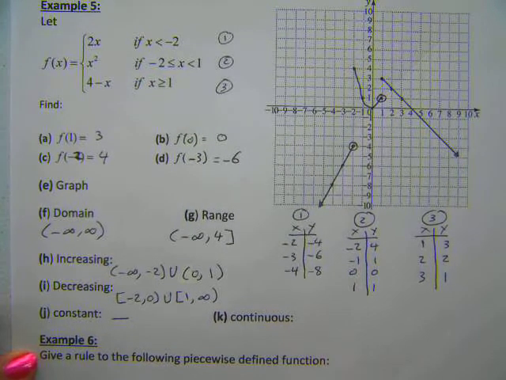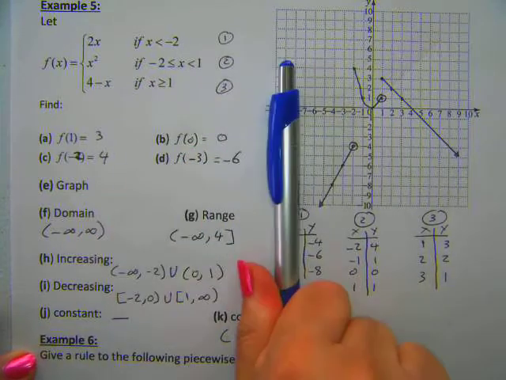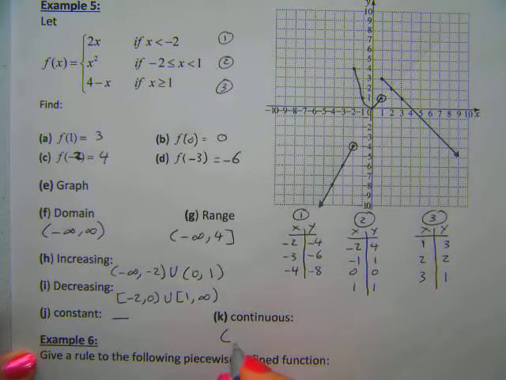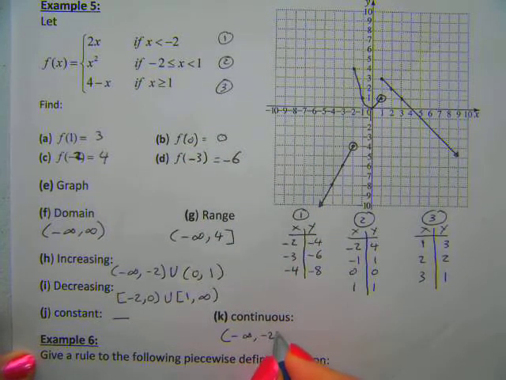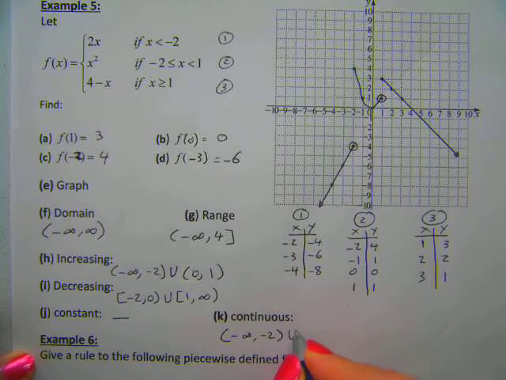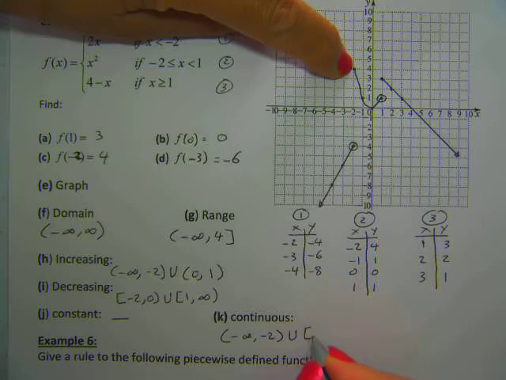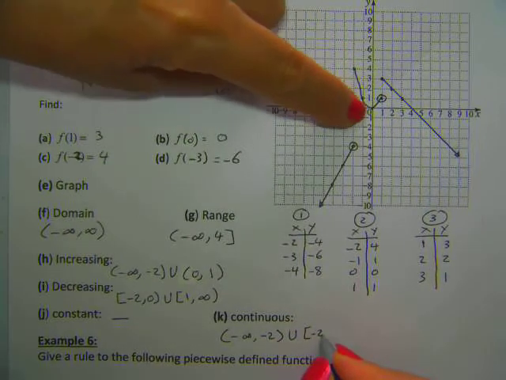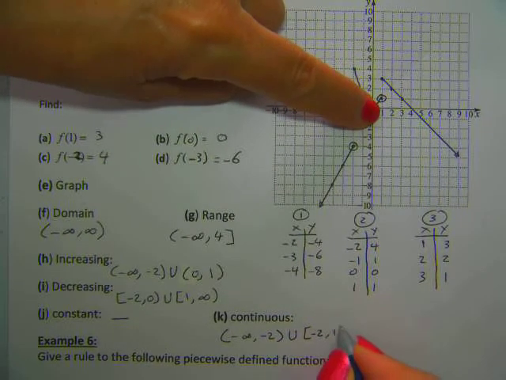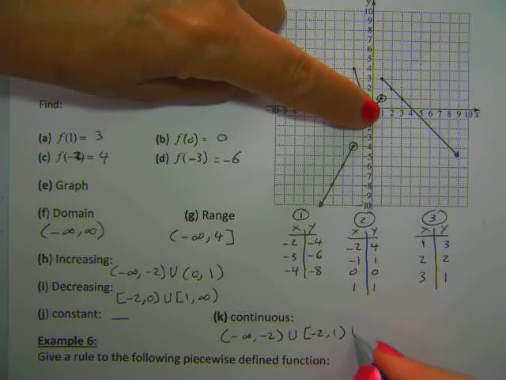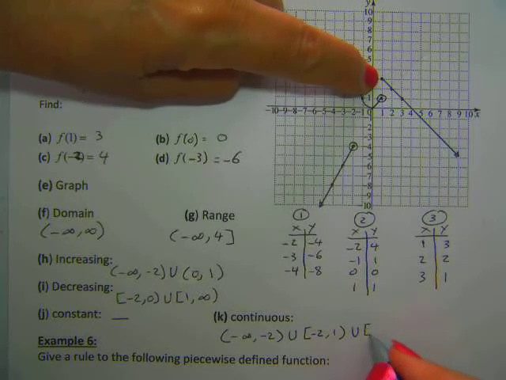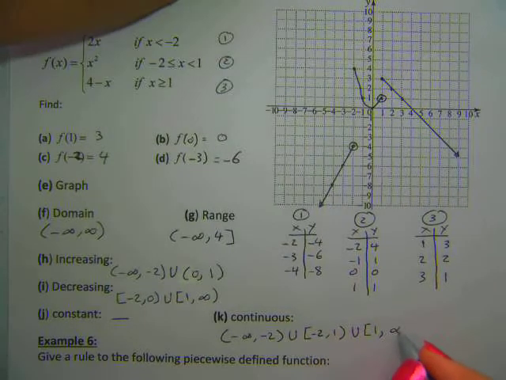The continuity is a big one. Let's see the intervals where the function is continuous. Well, the first one is from negative infinity to negative 2, not including negative 2. Then include negative 2 to 1, but don't include the 1. Then include the 1 and go to infinity.